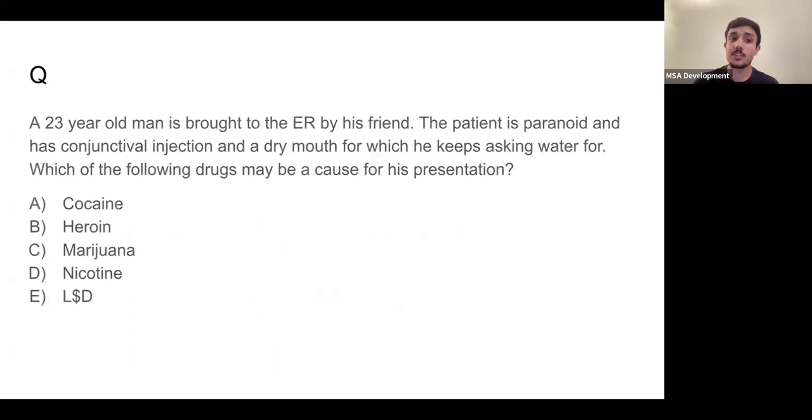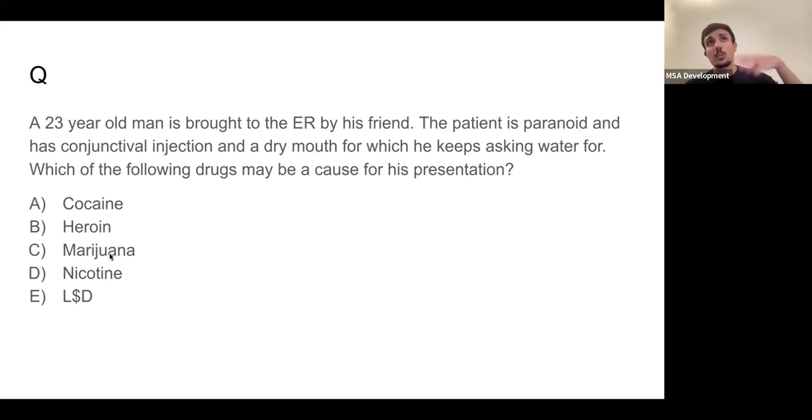A 23-year-old patient is paranoid and has conjunctival injection. What is conjunctival injection? It is when the conjunctiva becomes red, completely red. And he has dry mouth, for which he keeps asking for water. Which of the following drugs may be a cause for his presentation? Very easy. The answer should be C. Marijuana causes dry mouth and red eyes. It's something well known, probably from TV shows. So the answer is C.